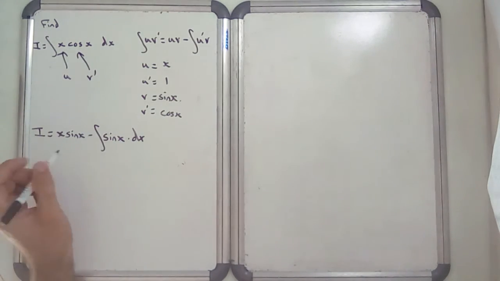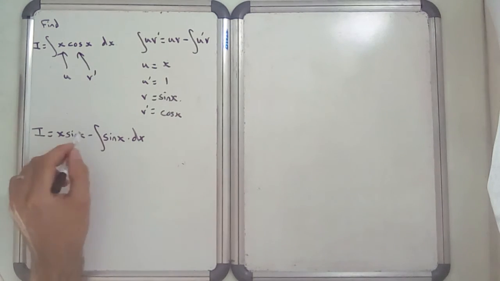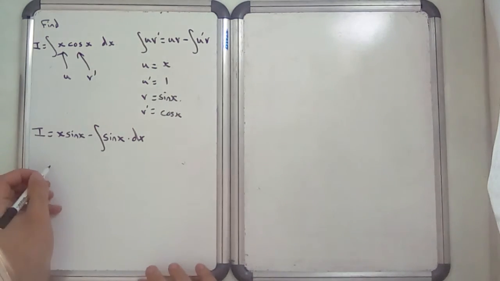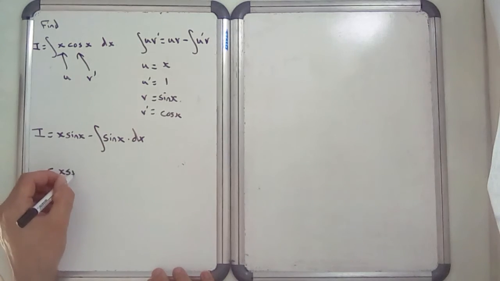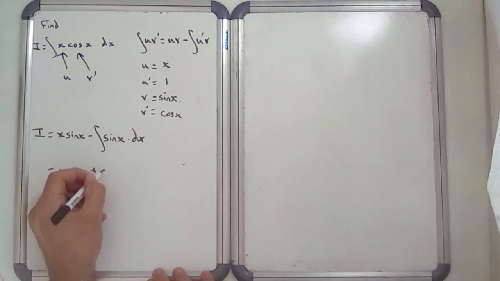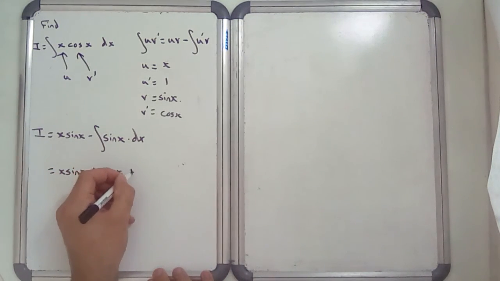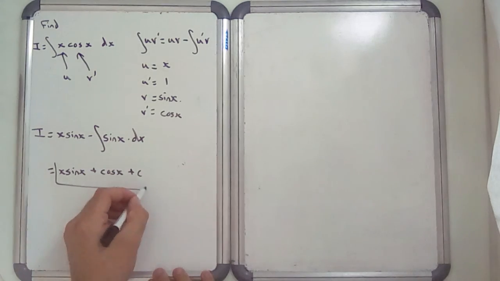Then you've just got to multiply it by this minus that was already there. So actually this is going to end up being plus cos x, and then don't forget the constant of integration. So the integral equals x sine x plus cos x plus the constant of integration, and that is finished.